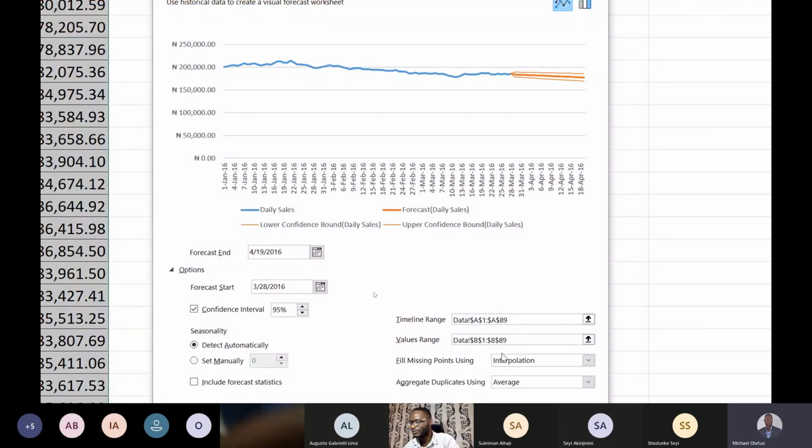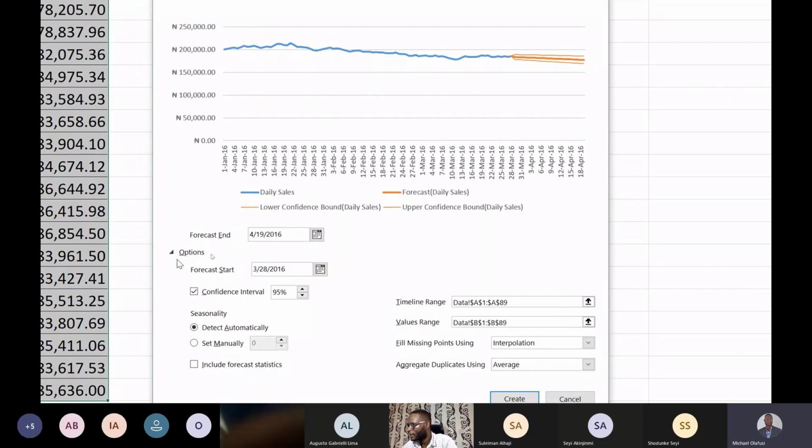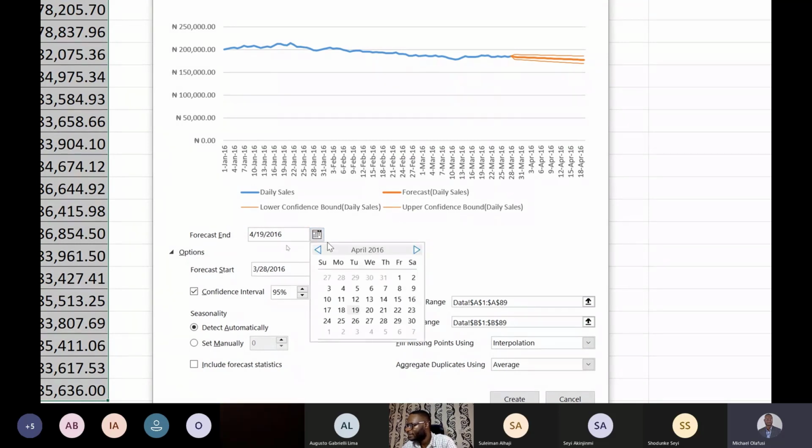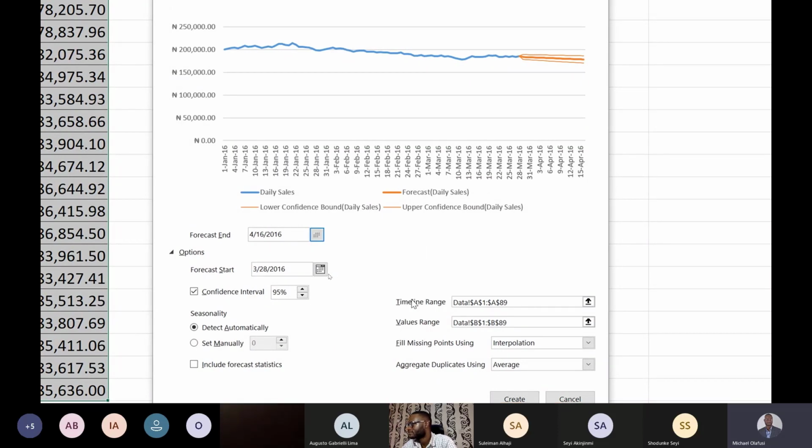Excel has decided to create a tool to simplify it for those of us who do not have a head for all those complex ways of achieving the same thing that is commonly needed. So what has Excel done? Excel is asking me, okay, where do I want to forecast to? So our data ends on the 28th of February. Maybe I want to forecast to the 16th of March. So I'm able to set the periods I want to forecast into, right?